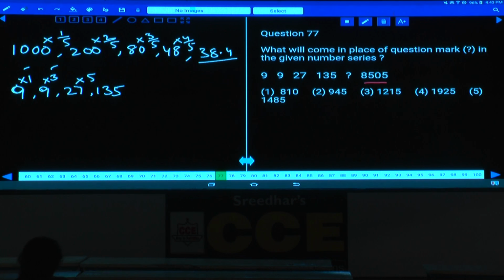What are these numbers? 1, 3, 5 are odd numbers, and the next number must be multiplied with 7. Now 135 into 7 will be how much? 7 into 5 is 35, and 945, isn't it? Now 1200, 1900 cannot be your answer, because 100 into 7, 700, 30 into 7, 200. It will be around 900, 945, that is choice 2. Now question number 77, choice 2.